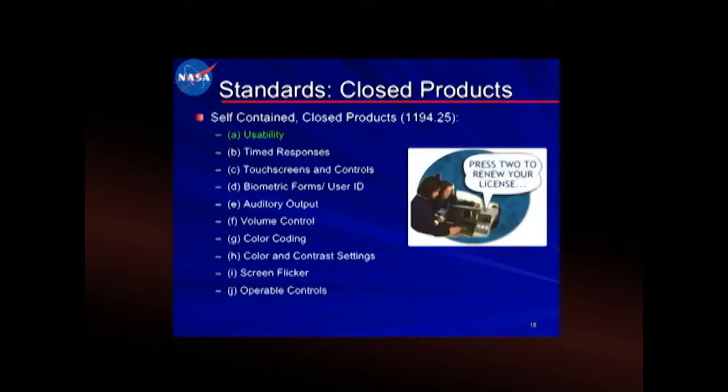Now, self-contained closed products. These are your ATMs, your fax machines. If you have an information kiosk in your center area, just want to make sure it's usable. We talked about timed responses. Make sure the touch screens and controls are accessible. Biometric forms and user ID. Like this computer I have here, this has a biometric ID. Just do my fingerprint and it logs me on. Well, the great thing is it has an alternate means of access where I can just type in my passcode if I need to. Because it's quite possible that I'll lose my hand at some point.